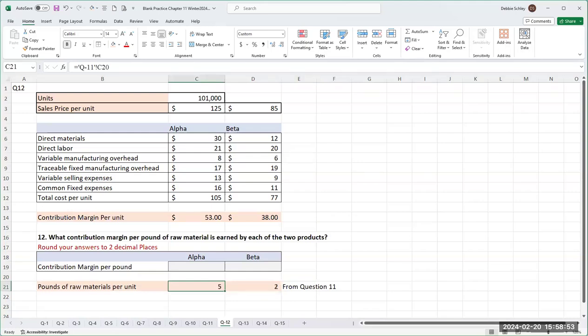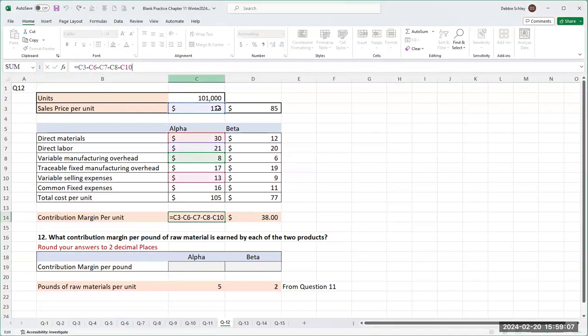Okay, question 12. Now they want to know what is the contribution margin per pound of raw material for each of the 2 products. So again, contribution margin is the selling price minus the variable cost.